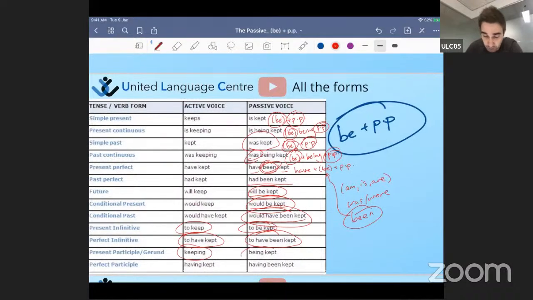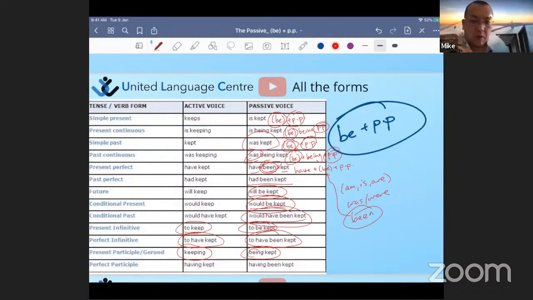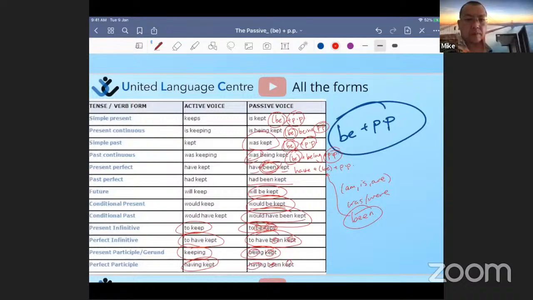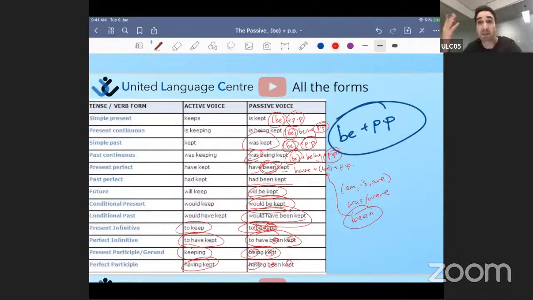Right? So there's always B plus PP, B plus PP, B plus PP everywhere. Every sentence that we see, we have B plus PP. And then having kept, having been kept. All right. So I don't want to spend too much time on that because this is something that you just have to memorize, have to remember.